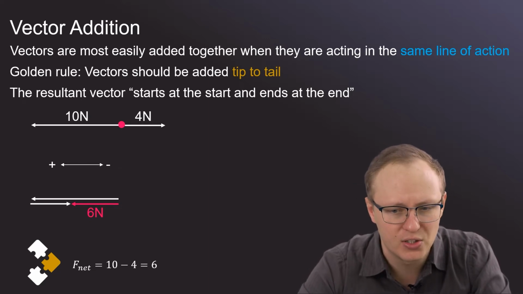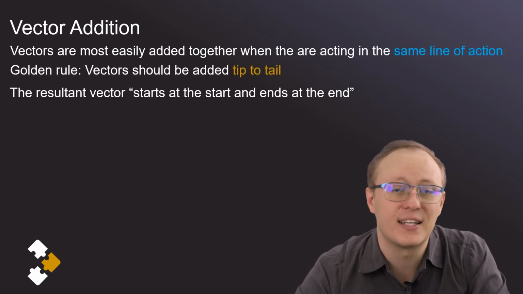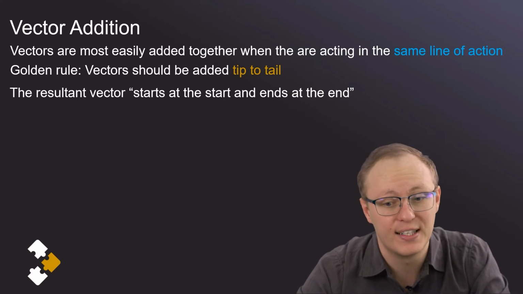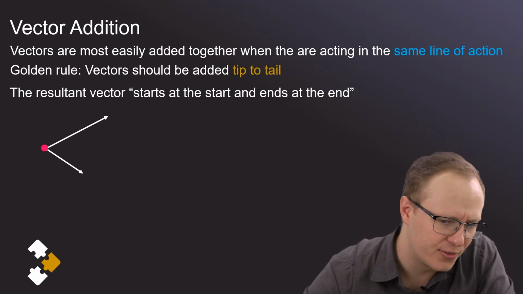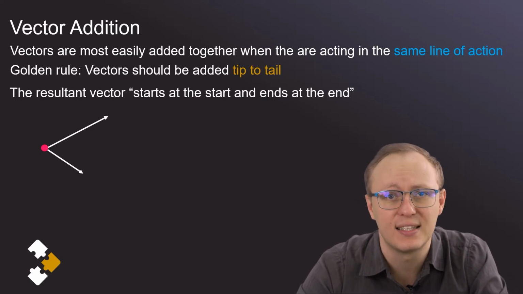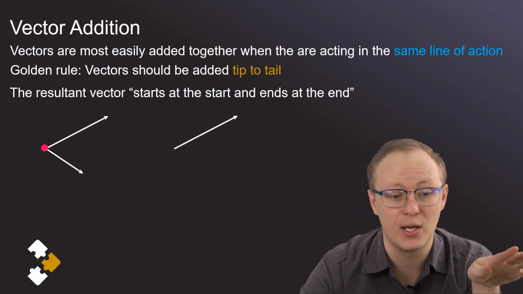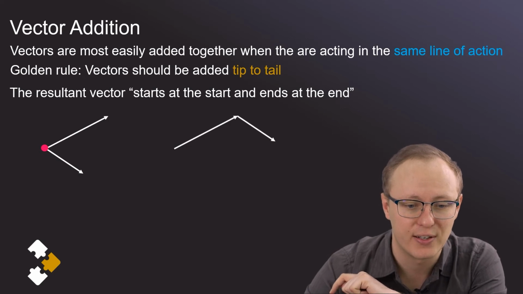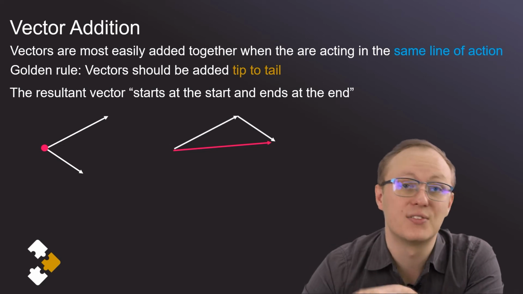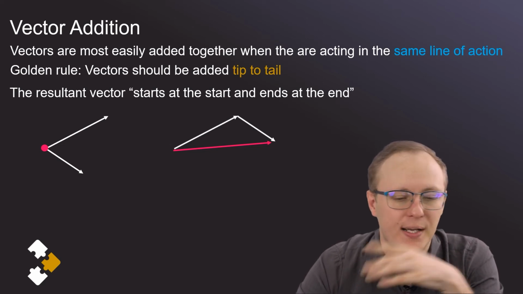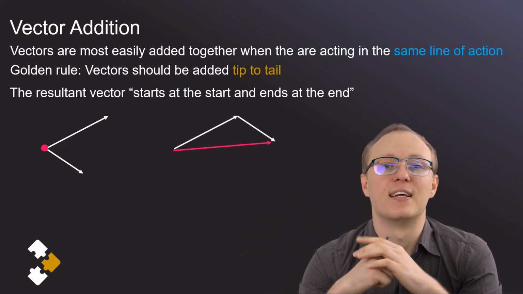Okay, right, so then we can add vectors together that are not necessarily in the same line of action. So let's see this over here. We've got those two vectors that again have been represented as acting on a point, and now I'm going to add them in exactly the same way as previously, tip to tail, okay? And the vector that starts at the start and ends at the end, that is the resultant vector. Now, you might ask, how do I know which one goes first? And the answer is, it doesn't matter.